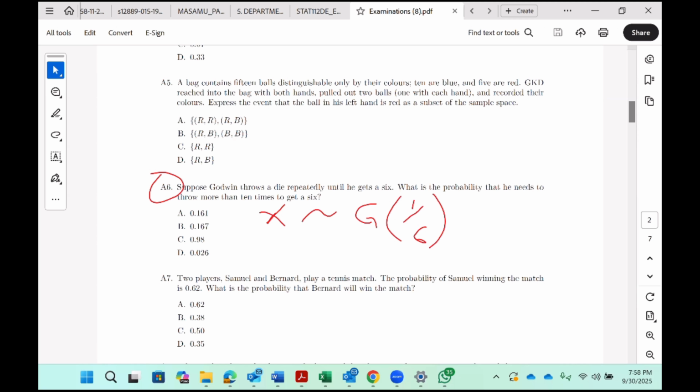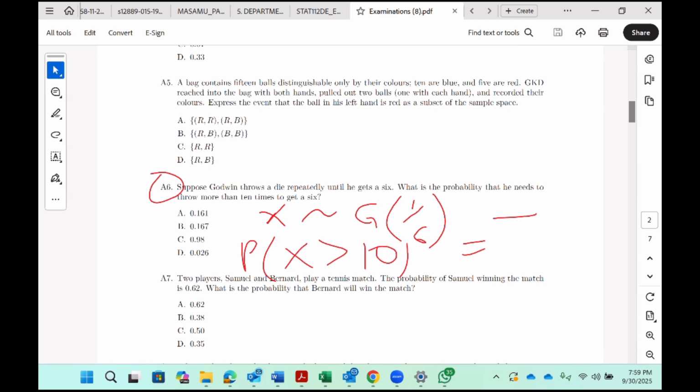Because a die has 6 independent sides, and each of them has equally likely outcome. That's 1/6, 1/6. So we have to find the probability that the 6 occurs more than 10 times. We need to throw more than 10 times to get a 6. So you have to find the probability that X is greater than 10.